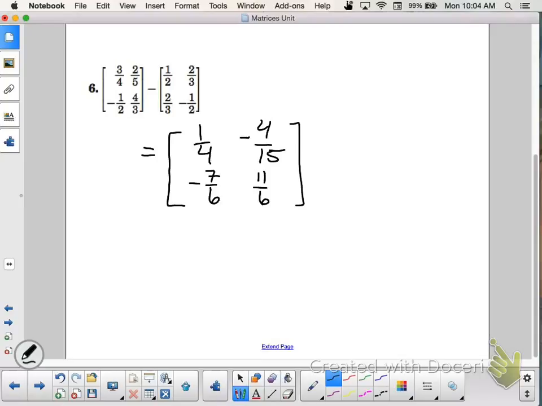So like I said, pretty simple. Only difference in this one is that I had you guys do fractions. I know fractions aren't the best thing, but it's good that we understand fractions. If you want to change it to a decimal, you can always do that too. Does anyone have any questions on adding and subtracting matrices?